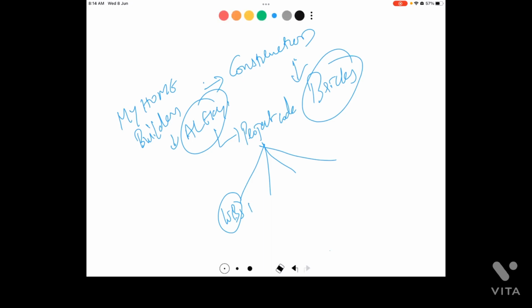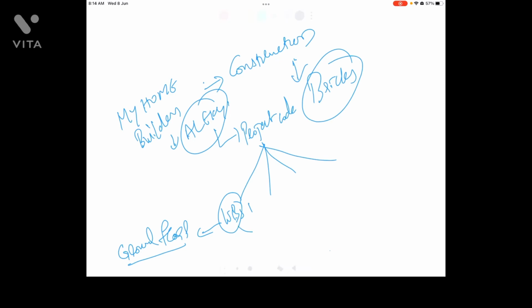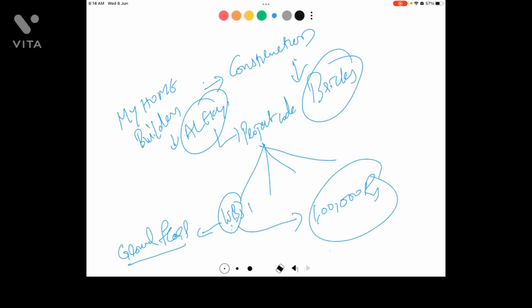In WBS one, what is that WBS one? Is it only for the ground floor? So the ground floor and other services like pillar constructions, all these things will be in the work breakdown structure. They allotted a budget of 1 lakh rupees for this. So whatever you are buying, bricks and sand or anything, will go under this work breakdown.